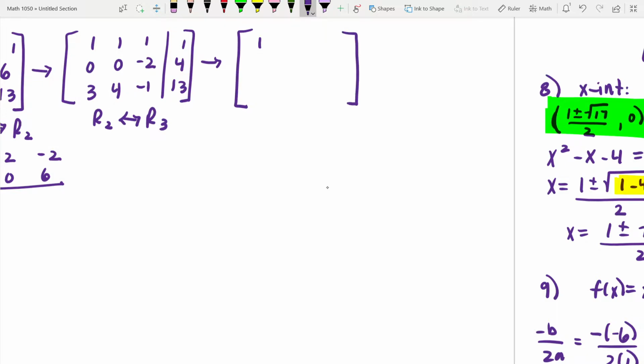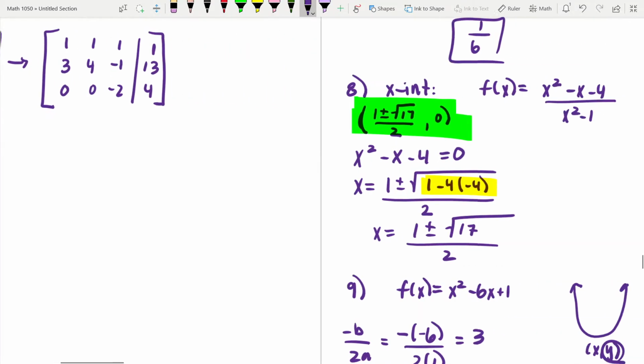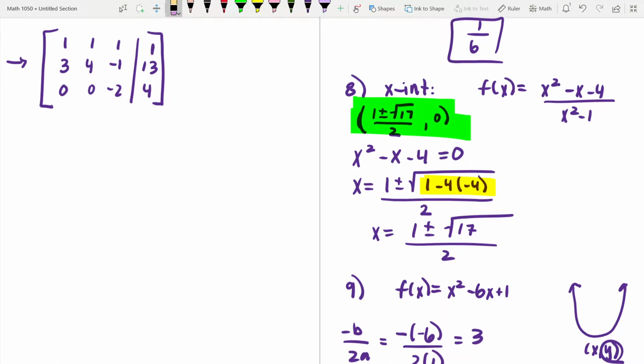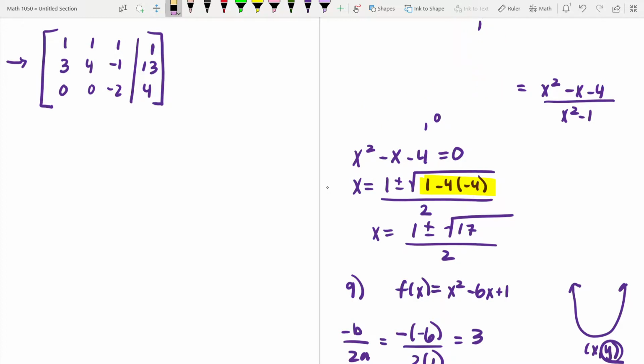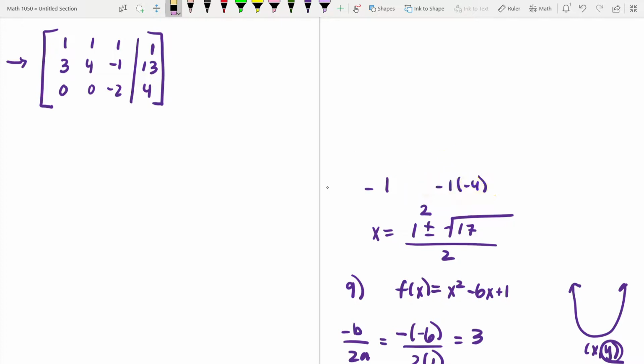So the top row is 1, 1, 1, solid line 1. Switch row 2 and row 3, and you get 3, 4, negative 1, 13, underneath 0, 0, negative 2, positive 4. So guys, I just went out of order, okay? If you go out of order, then the second you carry on, you need to go back to the original order and start doing it the way you're supposed to, okay? So what I'm supposed to have is a 0 right there.